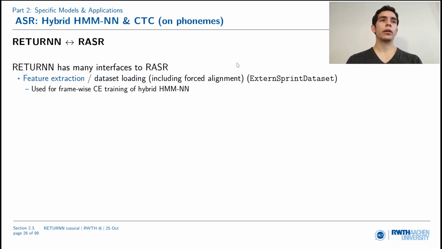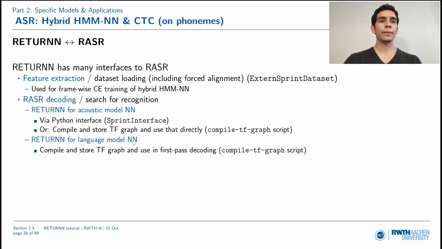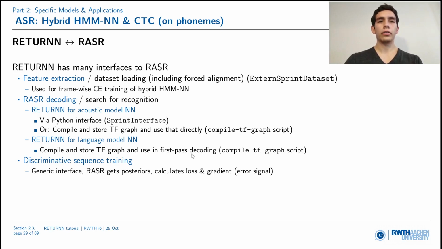Now to the interface between our framework RETURNN and RASR: we can use RASR for feature extraction. For example, we can load the dataset, including the forced alignment, using this dataset for RETURNN's cross-entropy training. Or we could use RASR decoding. That is, we use RETURNN for acoustic modeling via the Python interface, or we could compile the TensorFlow graph and use it directly. Also, we can use RETURNN for language modeling, and then we compile the TensorFlow graph and use it in first-pass decoding. We can also do second-pass decoding in RETURNN directly on the lattices. And it also includes sequence discriminative training, where RETURNN computes the posteriors and then passes them to RASR, which then calculates the loss and gradient and passes it back to RETURNN.